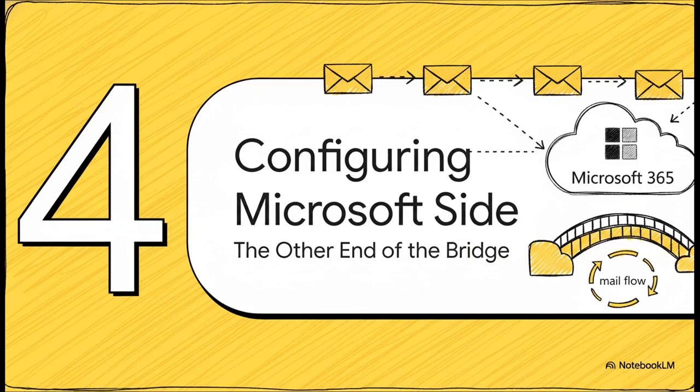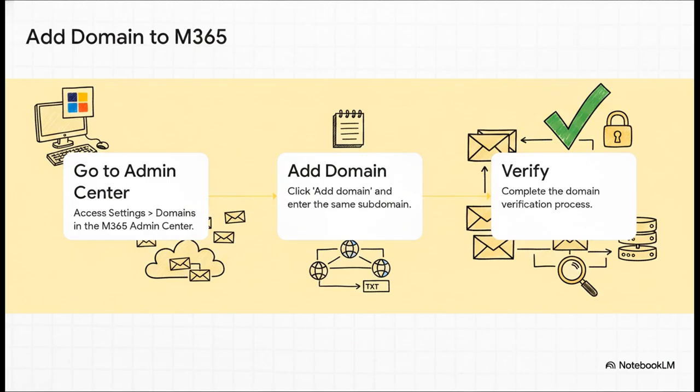Okay, with the Google side all set up, it's time to build the other end of our bridge. We need to let Microsoft 365 know about this new subdomain so it understands how to play its part in our new mail flow. The process over here is going to feel pretty familiar. It mirrors what we did in Google. You just log into the Microsoft 365 Admin Center, head over to Settings and then Domains, and add the exact same subdomain. Then you'll have to go through the verification step. This is just Microsoft's way of making sure you actually own the domain, and it usually just involves adding a quick TXT record to your DNS.